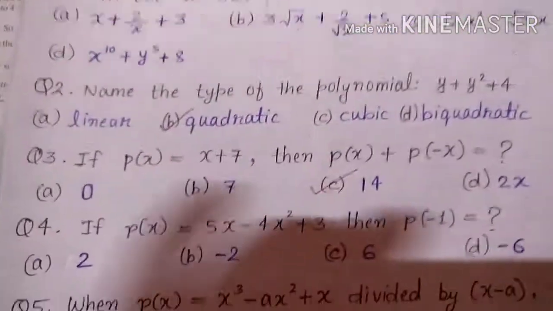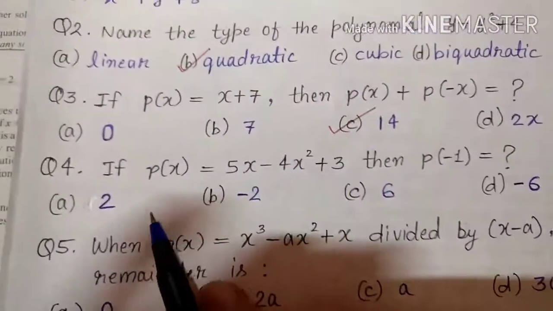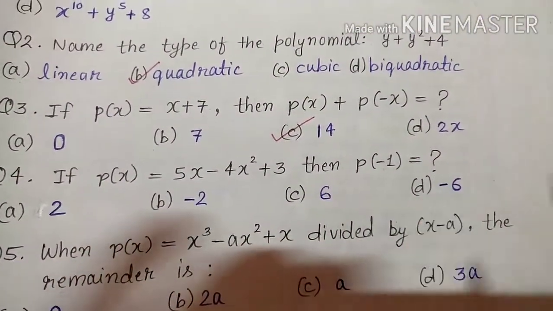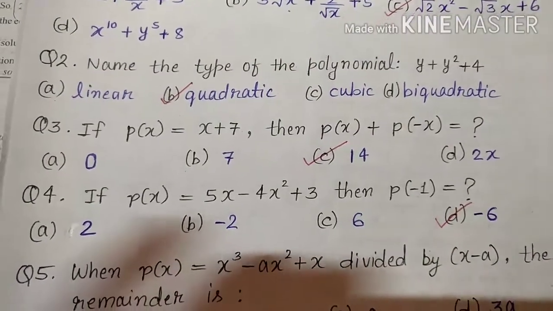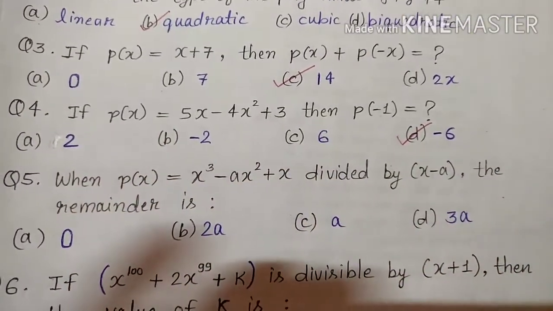Let's check, is minus 6 given in the options or not? 2, minus 2, 6 and minus 6. Yes, minus 6 is given in the options, so our answer is part D, that is minus 6. Now move to question number 5.